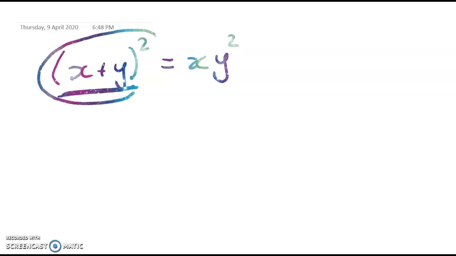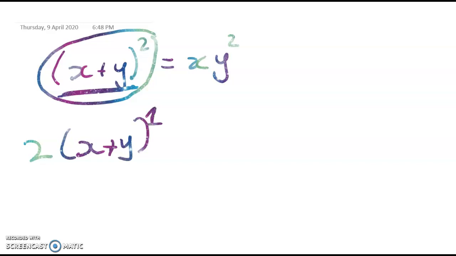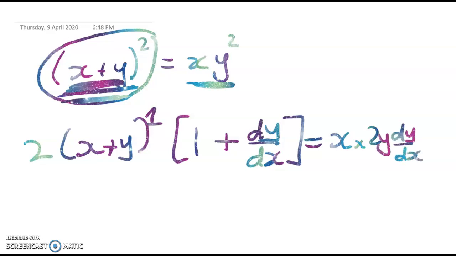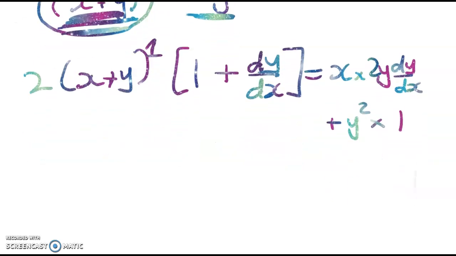So what I'm doing here is I'm differentiating this with respect to x. So it's going to be 2 times x plus y to the power of 1. Right, so that's just the polynomial rule, the very first one we learnt, times the derivative of the inside function with respect to x. So that's going to be 1 plus dy by dx. And then on this side I've got the product rule to work with. So I'm going to have x times 2y dy by dx plus y squared times 1. So let's clean all of that up.